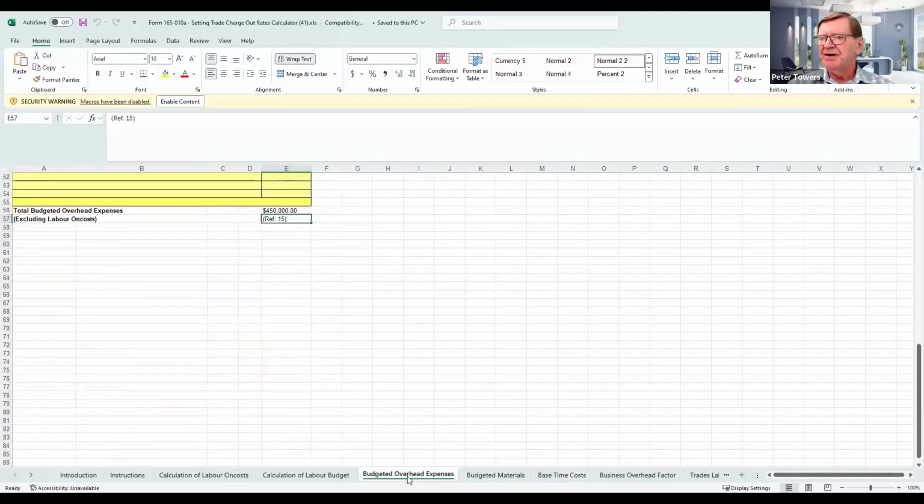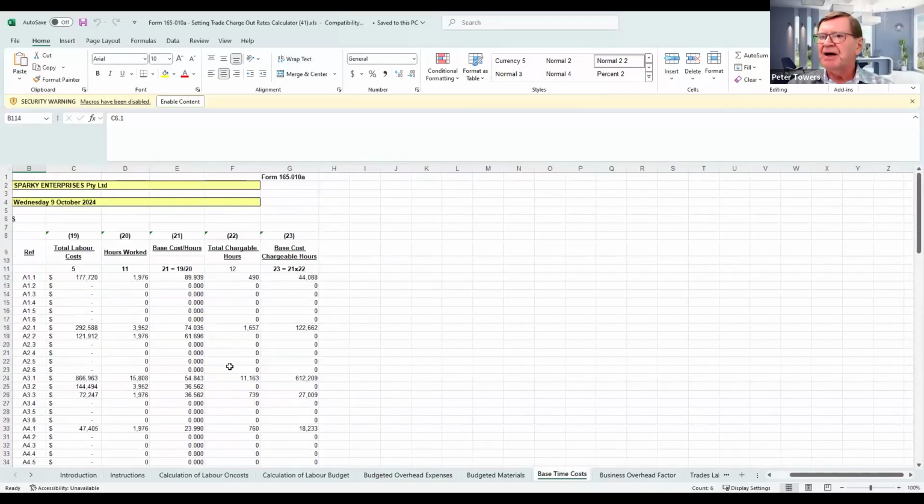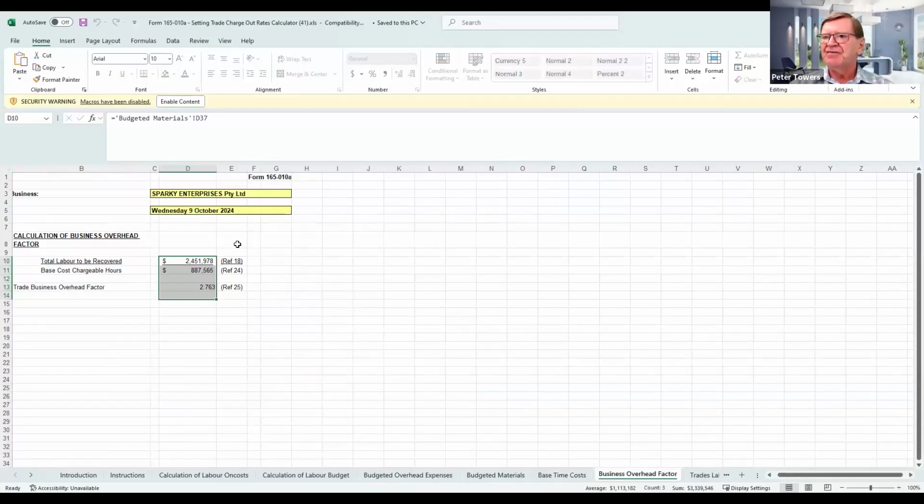The budgeted overhead, sorry, I went the wrong way there. We were on base time cost. We then do the base time costs. Then the business overhead factor. Now, the business overhead factor is calculated by the total cost of those base costs. Sorry, I'll rephrase that. The total labour to be recovered is 2.45 million. The base cost of the chargeable hours is 887. So it's an overhead factor of 2.763. In itself, that doesn't mean much, but it goes into the calculations.